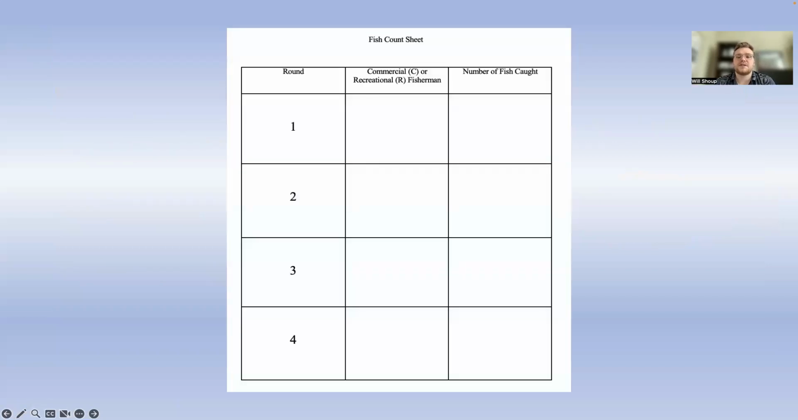Students will keep track of the fish they catch, as well as which role they were playing on their individual fish count sheet. As the activity goes on, the students will be able to see that they catch fewer and fewer fish each round.